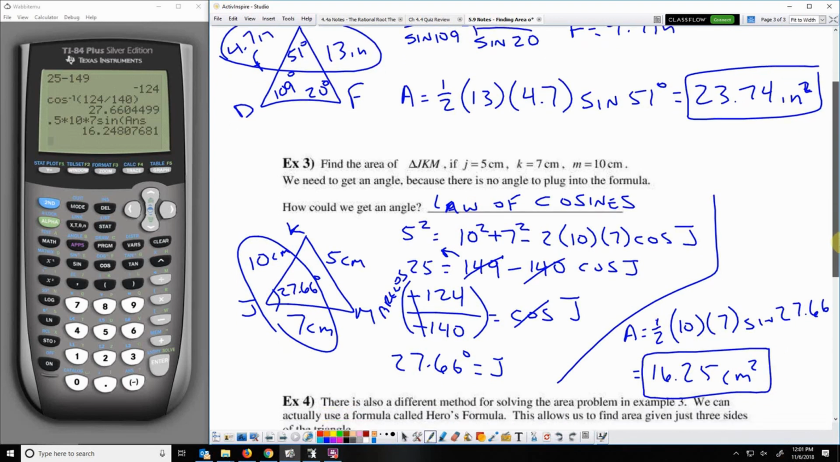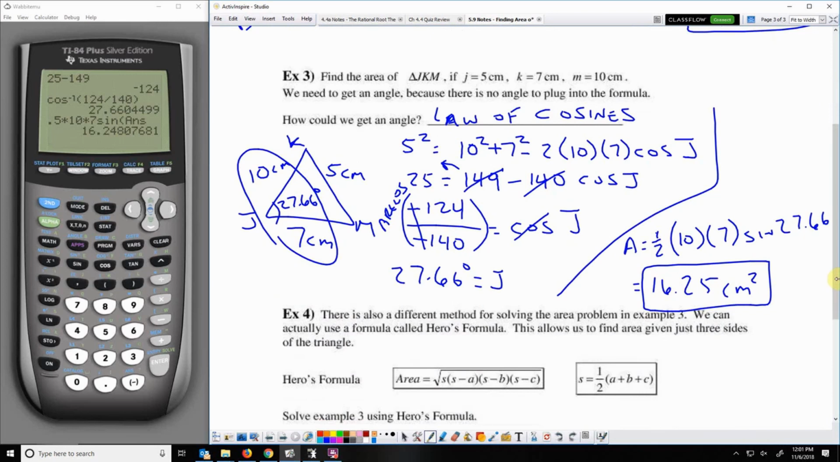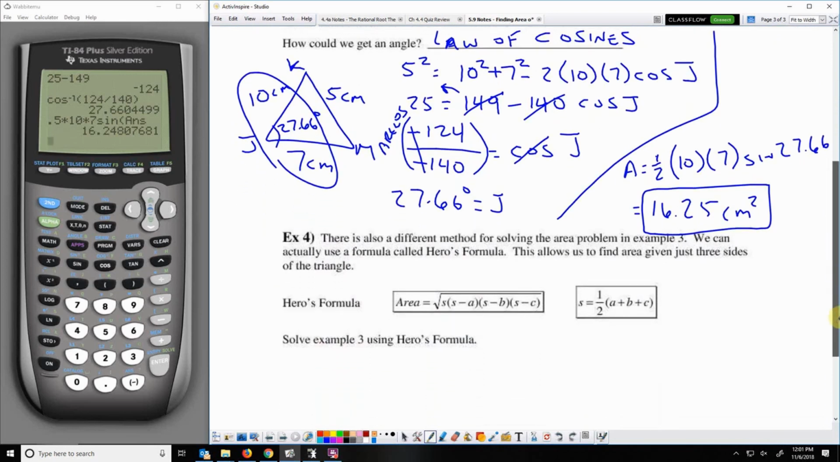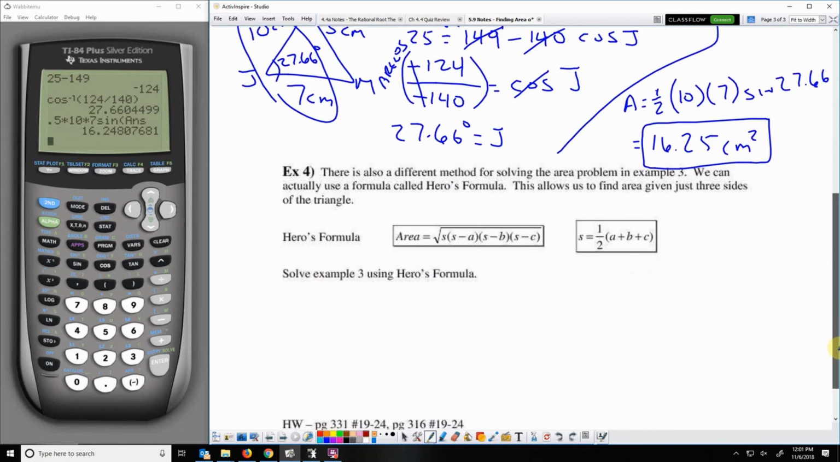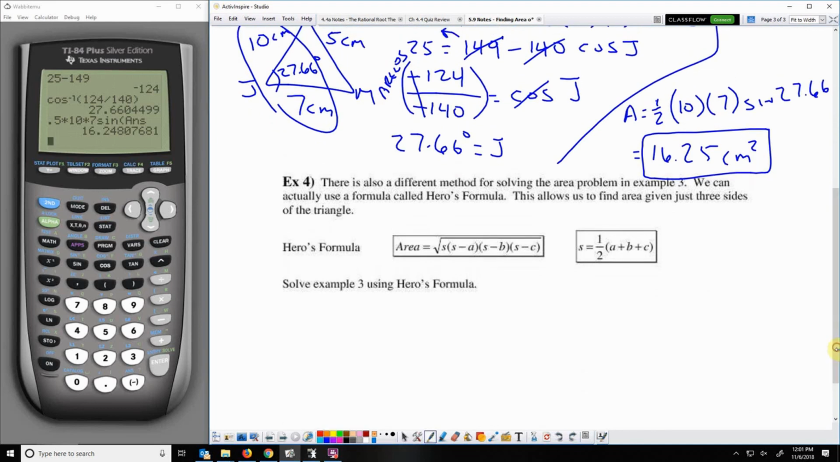I'm going to show you another way to do that same triangle. When you are given side, side, side, you can use what's called Hero's formula to find the area. So Hero's formula is the square root of s times s minus one side times s minus another times s minus the third side. What is s? S is half of a plus b plus c, which is the semi-perimeter.